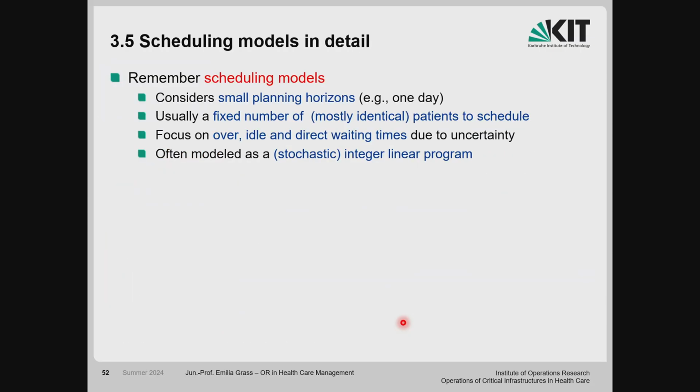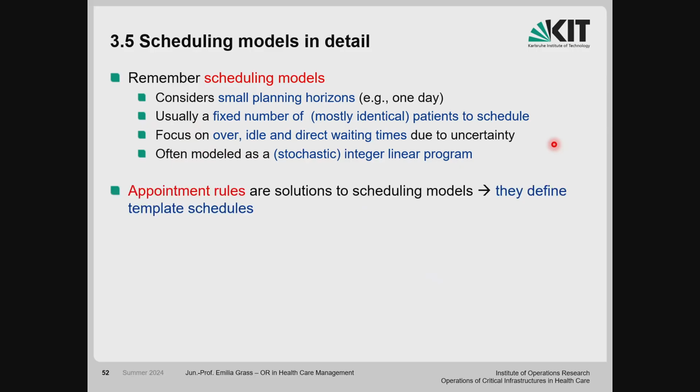Okay, so we remember our scheduler models. We know that we try to assign patients to one day. So, for instance, five patients to the first hour, 3 patients to the second hour, and so on. And our objective is to minimize over, idle, and direct waiting times, because we are facing uncertainty. Okay. And as we said before, we have some kind of appointment rules. These are very simple ones that are very easy to understand and to follow, and they define this kind of template schedules. So again, the real appointments are done afterwards.